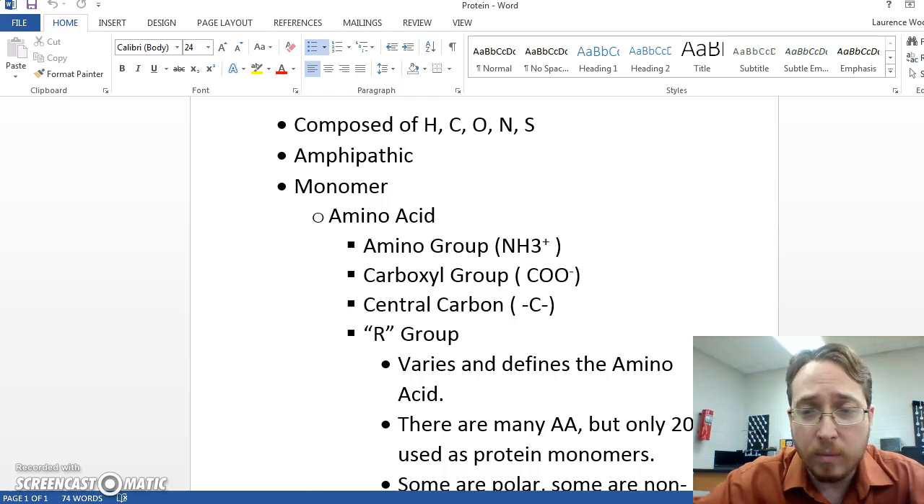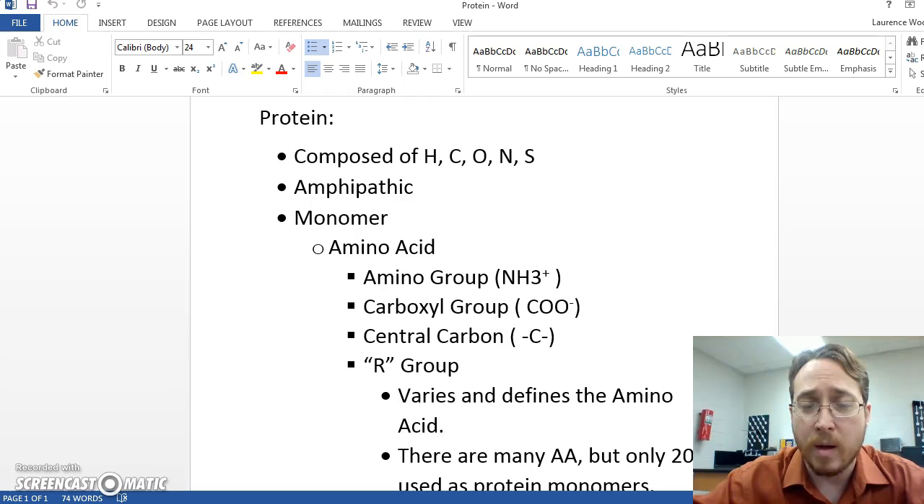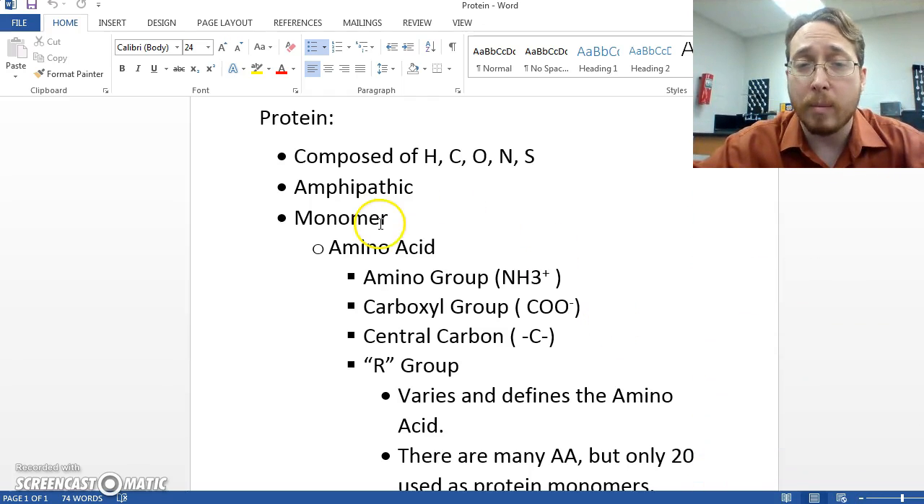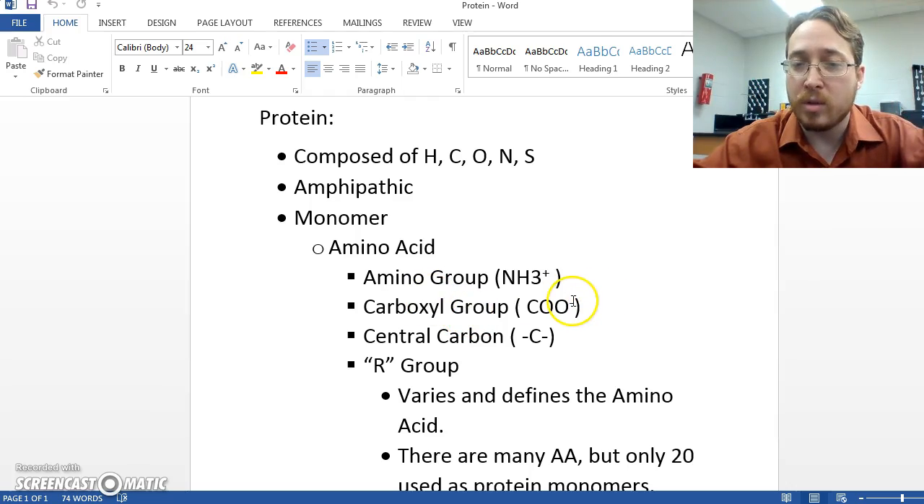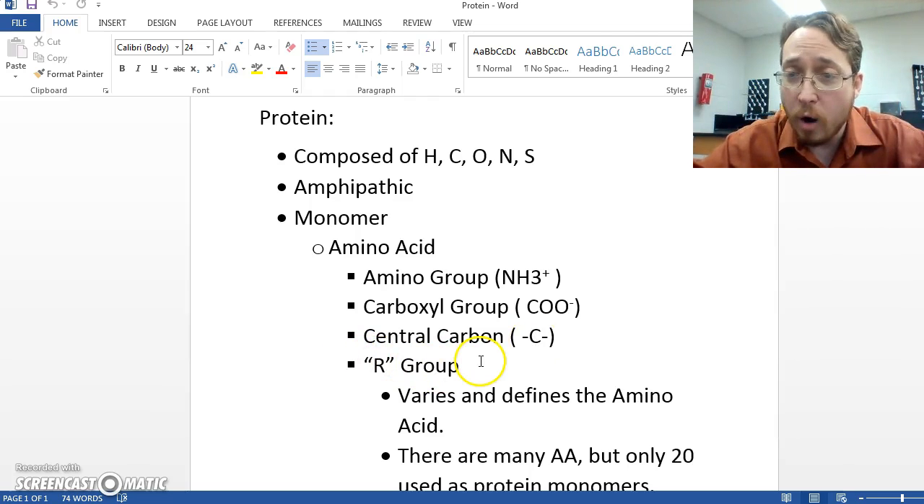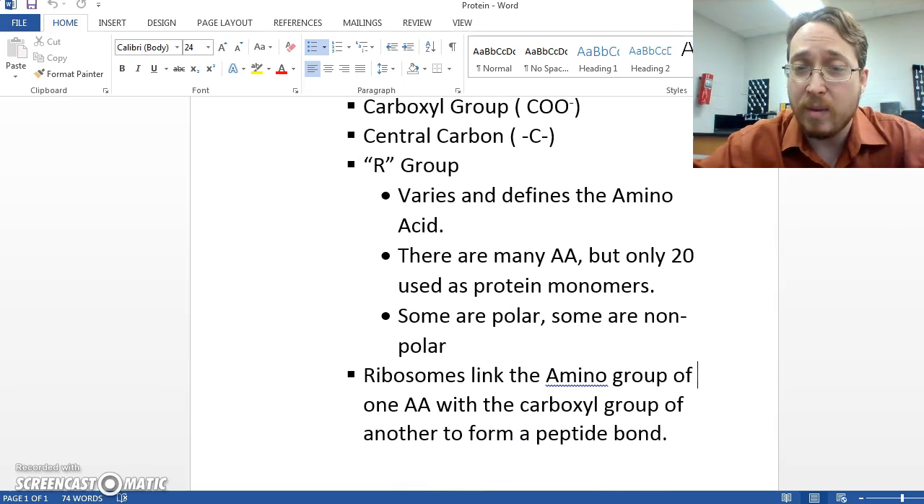So let's review. Proteins are composed of the elements of life: hydrogen, carbon, oxygen, nitrogen, and sulfur. They are amphipathic, and their monomer is the amino acid. Each amino acid is composed of 4 regions: the amino group, which is our positively charged NH3, our carboxyl group, which is our negatively charged COO, and our central carbon, which is the carbon in the middle that's connected to everything. Additionally, we have R groups connected to that carbon. The R groups vary and define the amino acid.